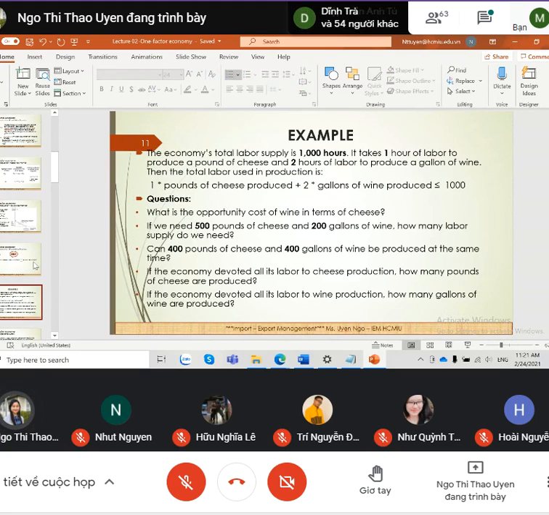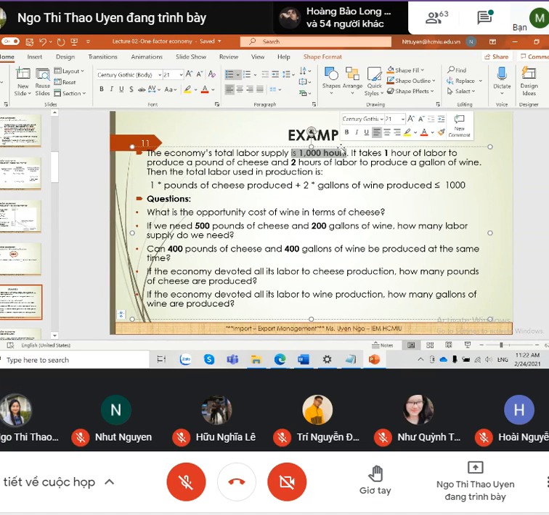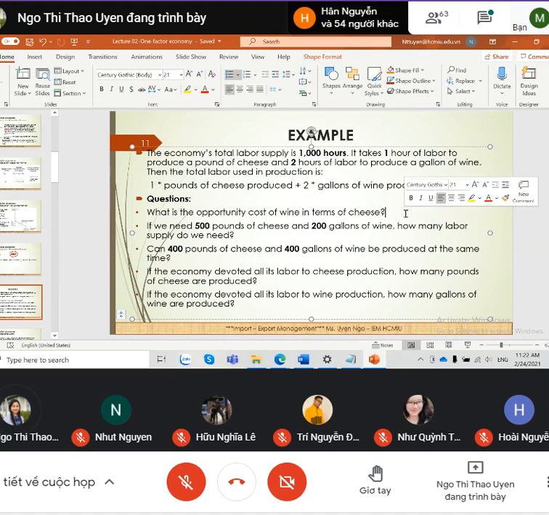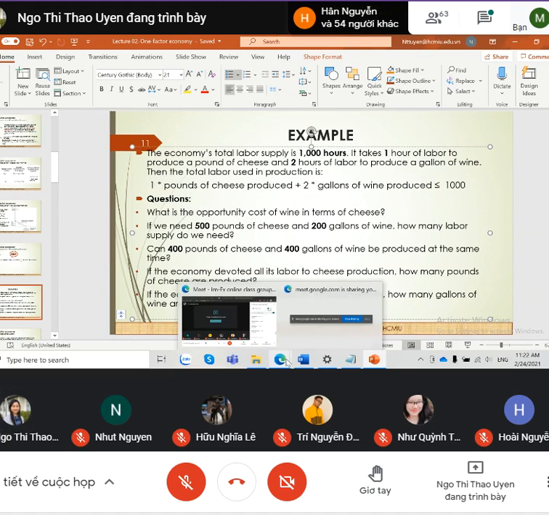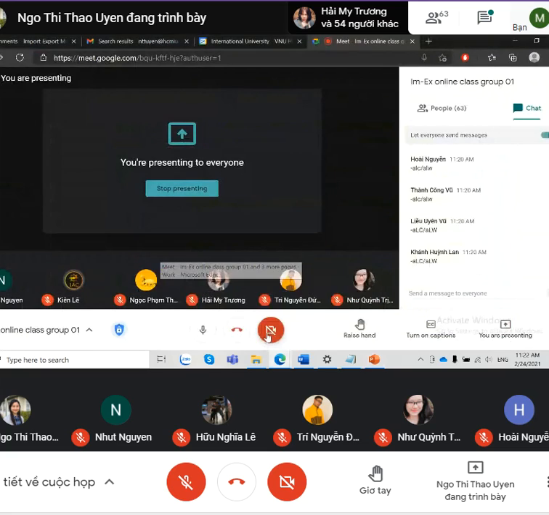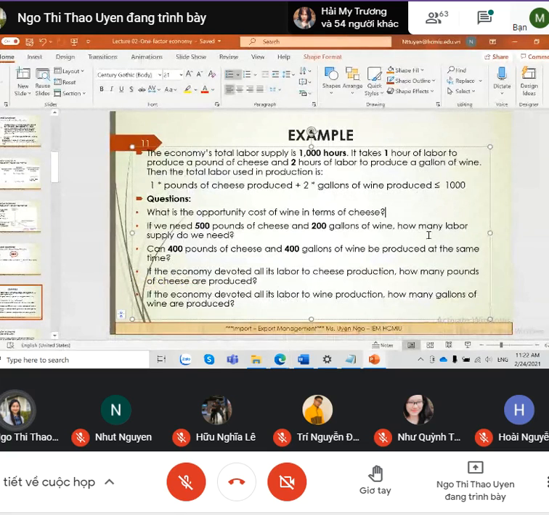So let's take a small, easy example. The economy's total labor supply is 100,000 hours. It takes 1 hour to produce a pound of cheese, 2 hours to produce a gallon of wine. So the total is 1,000. What is the opportunity cost of wine in terms of cheese?